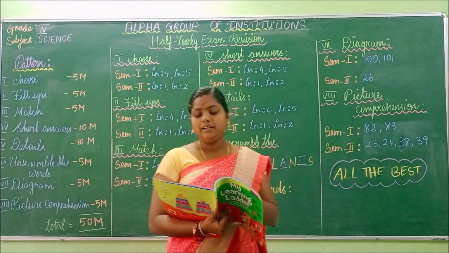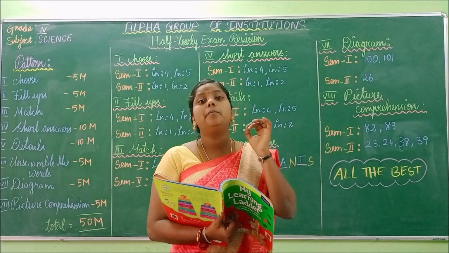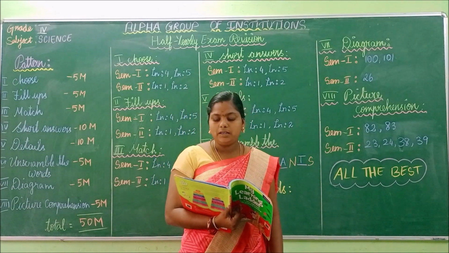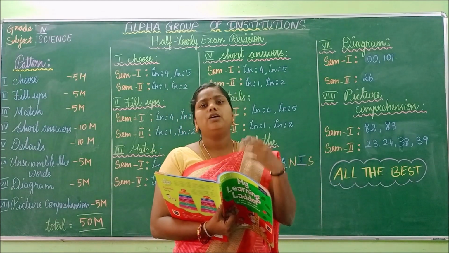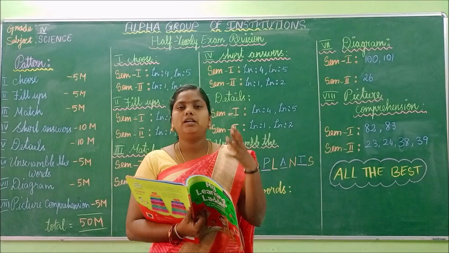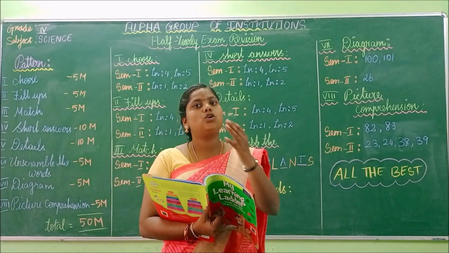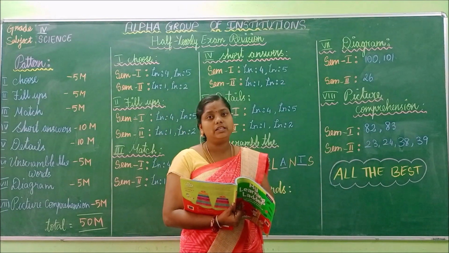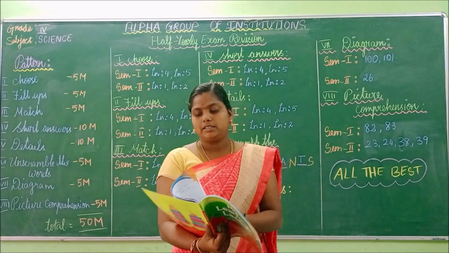So children, the nutrients from the digested food are absorbed by the blood. The next one: dash is a big bag-like structure in which urine is stored. What organ is it? It is the urinary bladder. So the answer is urinary bladder. Is it clear to all?